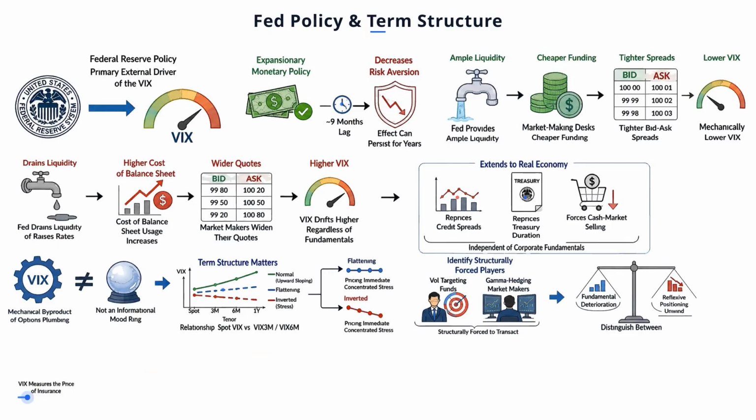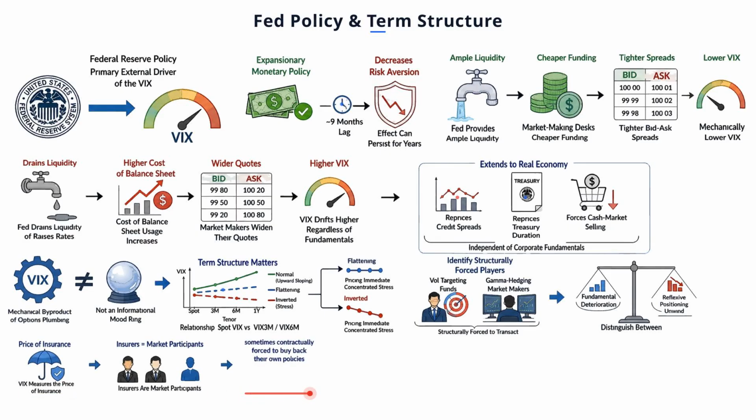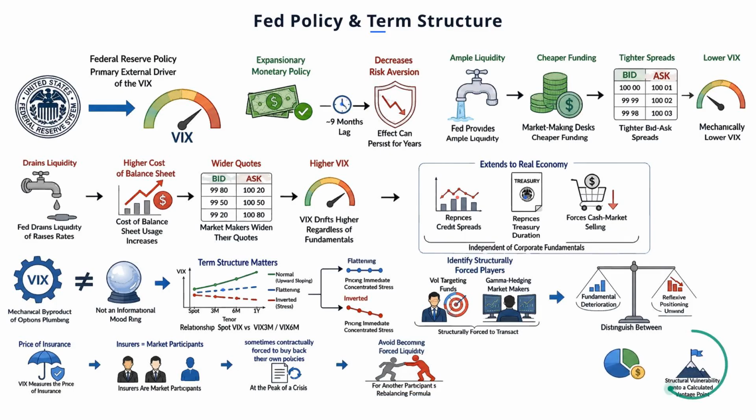Ultimately, the VIX measures the price of insurance in a system where the insurers are sometimes contractually forced to buy back their own policies at the peak of a crisis. Understanding these mechanics allows the professional investor to avoid becoming forced liquidity for another participant's rebalancing formula, turning a structural vulnerability into a calculated vantage point. The payoff is a more rigorous framework for assessing systemic risk and capital allocation.